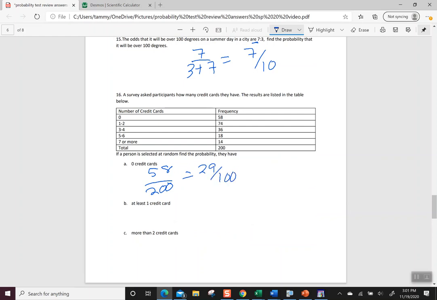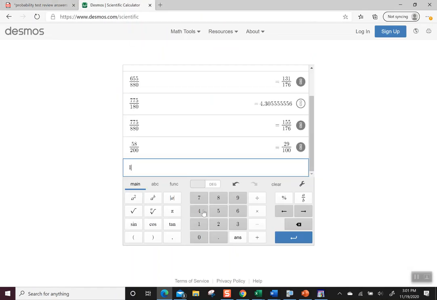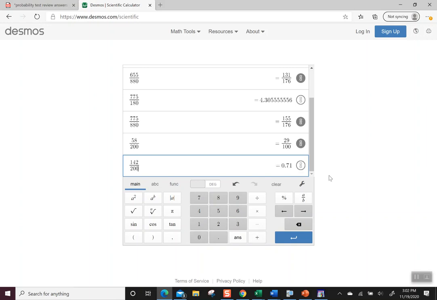At least one credit card. So at least one credit card is one or more. So that would be everything else. Now what we just figured out is that 58 people don't have a credit card. So the easiest version of doing this would be 200 minus 58. So 200 minus 58 is 142. And again, over 200. Let's flip to Desmos. I have 142. Let's divide by 200. And let's flip it over. There's 71 over 100.